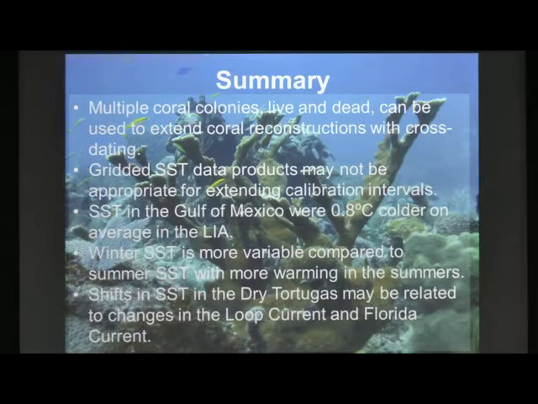I've also shown that the winter temperatures tend to be more variable than the summer. And we see shifts in the sea surface temperature. Based on the location of the Dry Tortugas, I think these changes are related to changes in the Loop Current and the Florida Current.